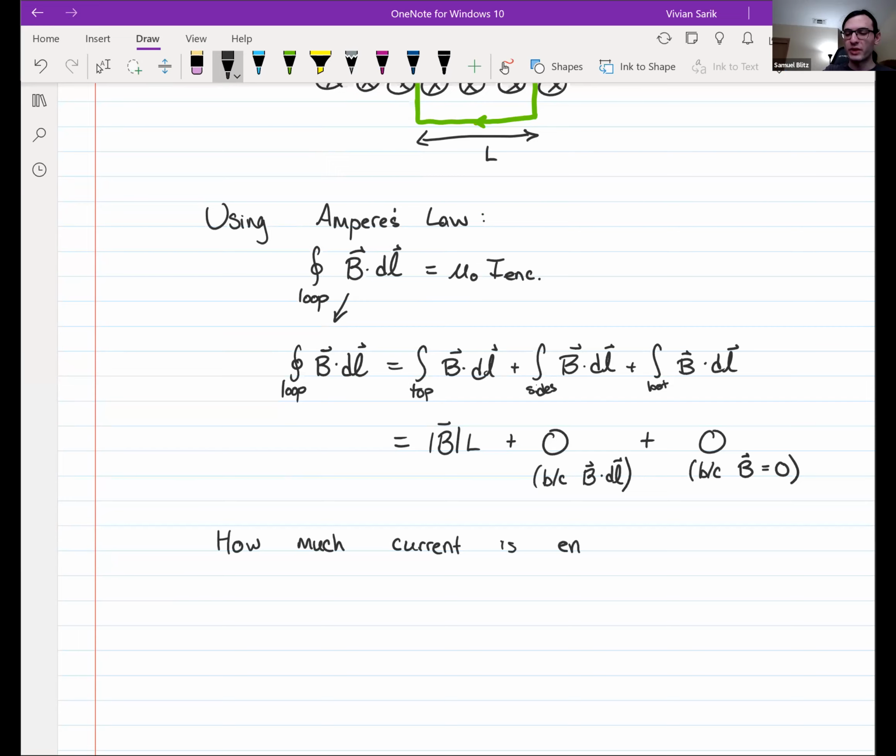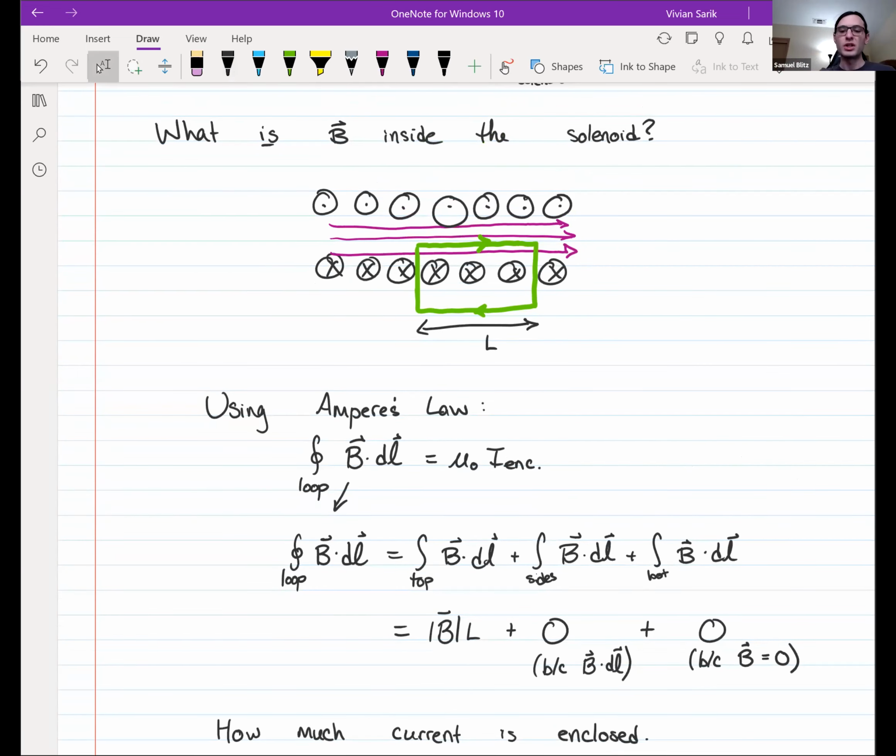So we're going to assume that each of these turns has a current I running through it. So you would say, oh, well, that has 3 times I current enclosed. But in this case, this is just a schematic picture. So in fact, we need to figure out how many turns there are enclosed in a loop of length L.